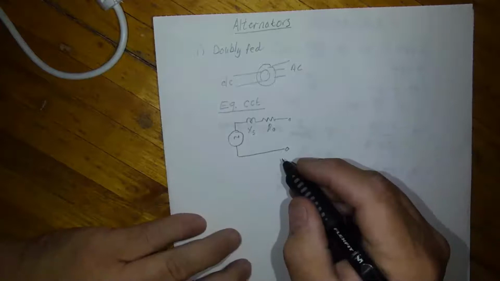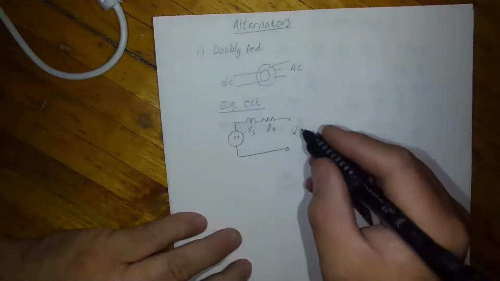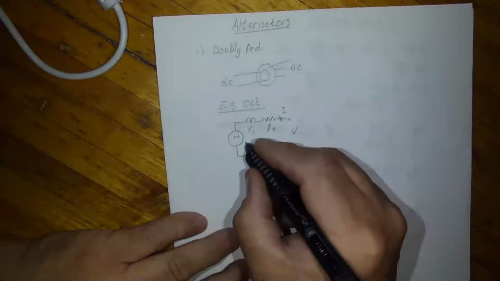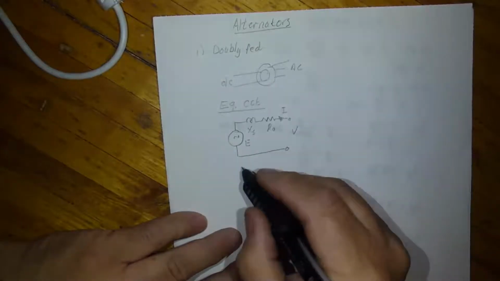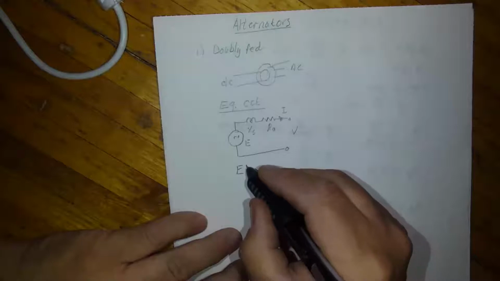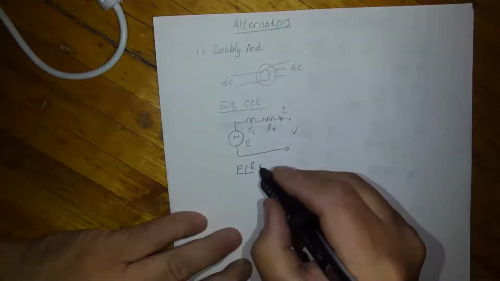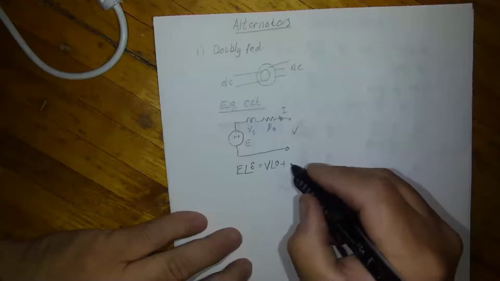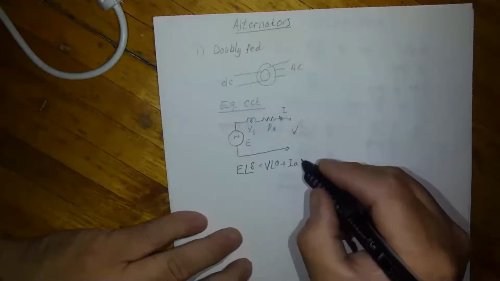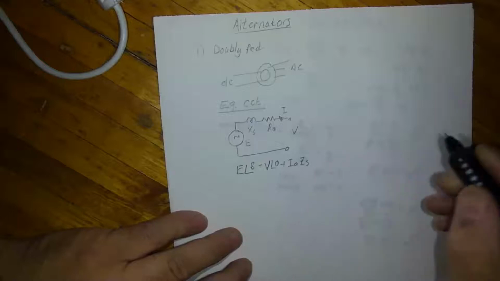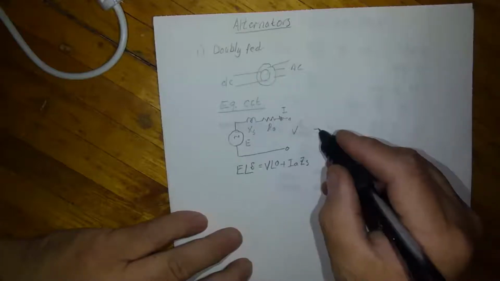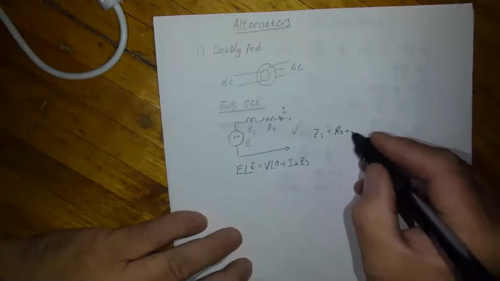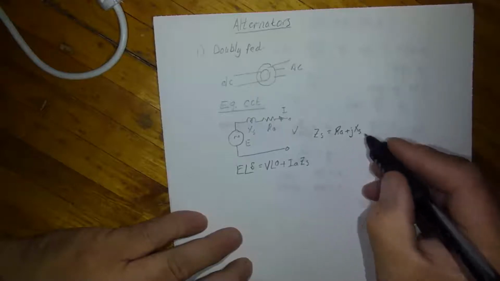Now if you look at the equation, this is V, that the current is flowing out, and this is E. So we can say that E angle delta is equal to V angle 0 plus IA ZS. ZS is equal to RA plus jXS.